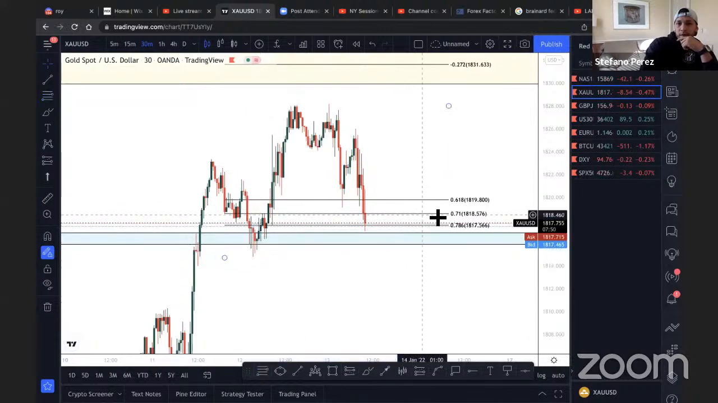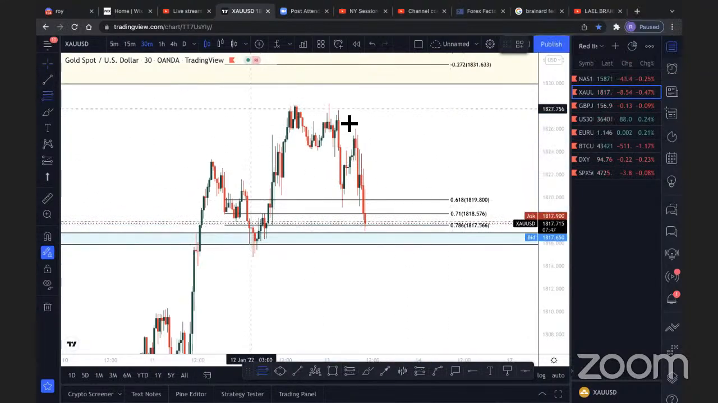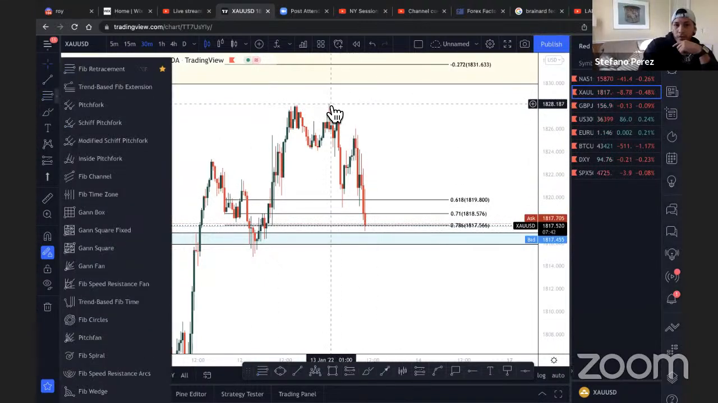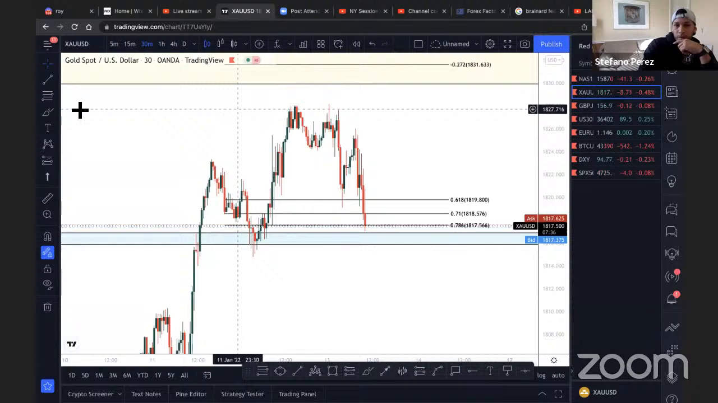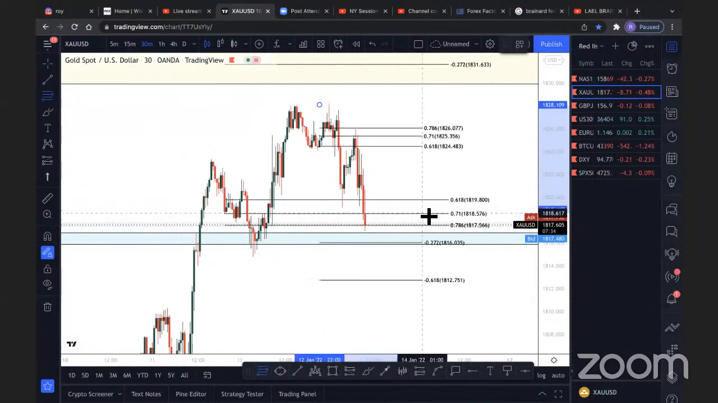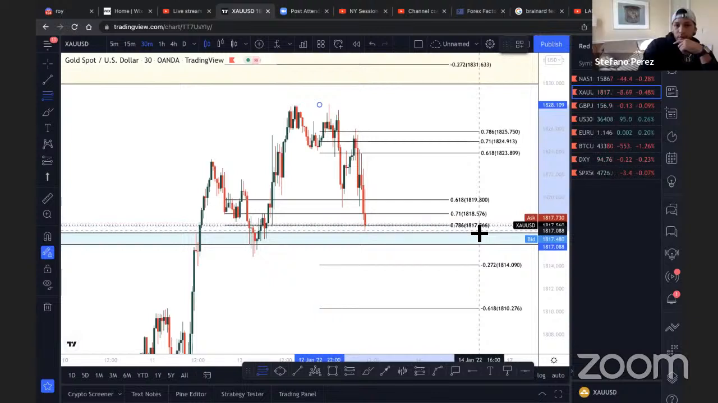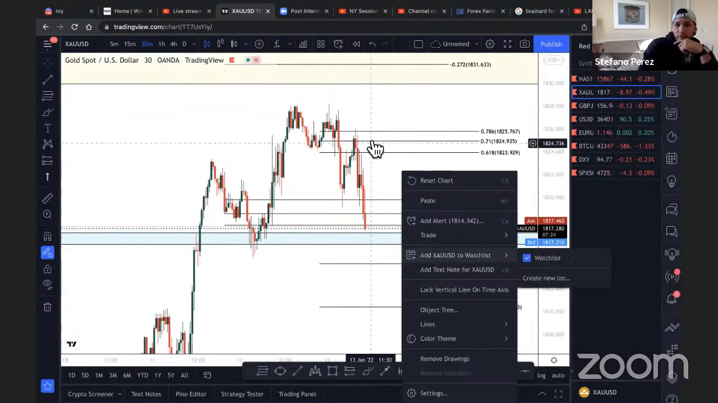Let me see if I can actually annotate. No, the other one. From top to bottom. Okay. But not that one. The previous one. This one? That one. Okay. I see what you mean. To the very low or to the recent low? To the recent low from that impulsive move. So the mid wave, the second wave, just measure the second wave. Okay.